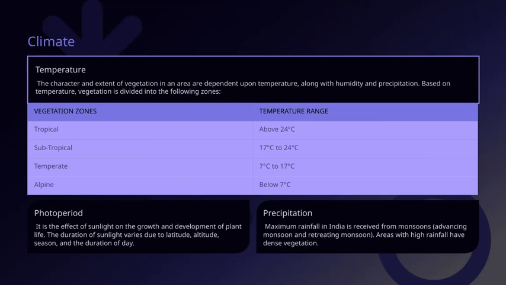Let's take a closer look at how vegetation zones are influenced by temperature. As the table shows, in tropical regions where the temperature stays above 24 degrees C, we find lush, dense vegetation.